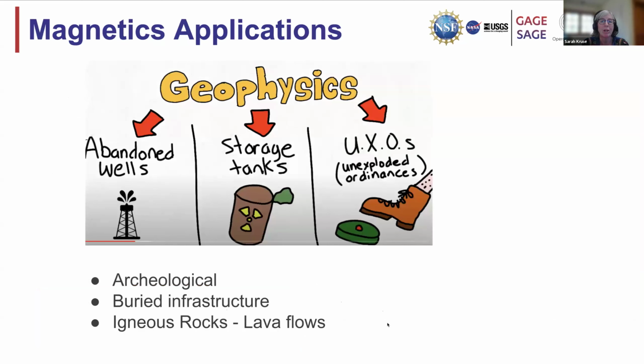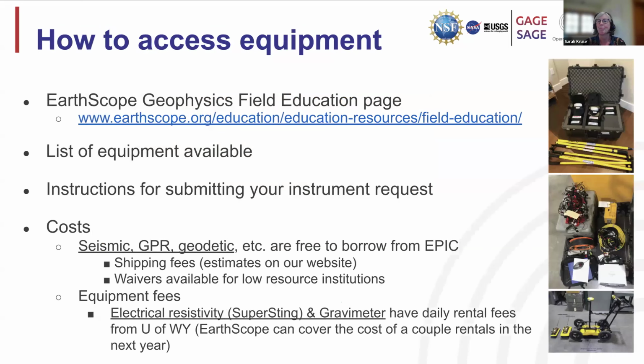And magnetic applications: metal things in the ground, abandoned wells, which is really important today, storage tanks, UXOs, and archaeological things, buried infrastructure, and again, igneous rocks. So I think that's it, Beth, for those. Yeah. Yep.